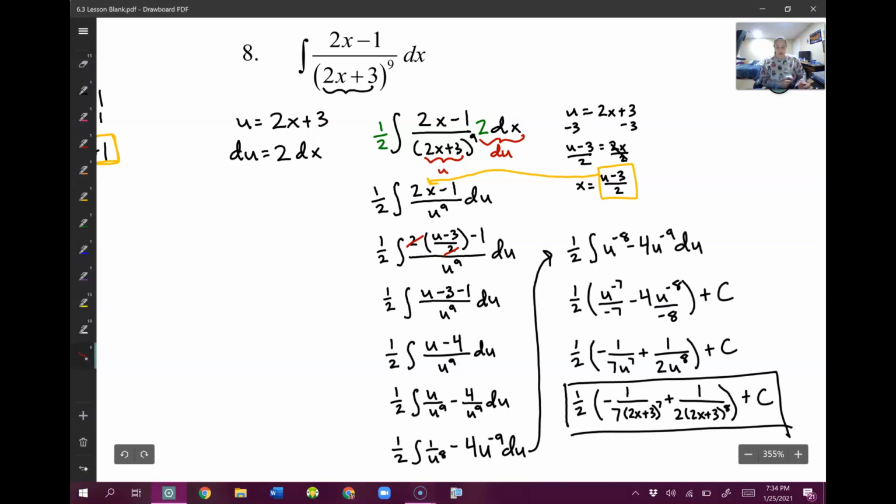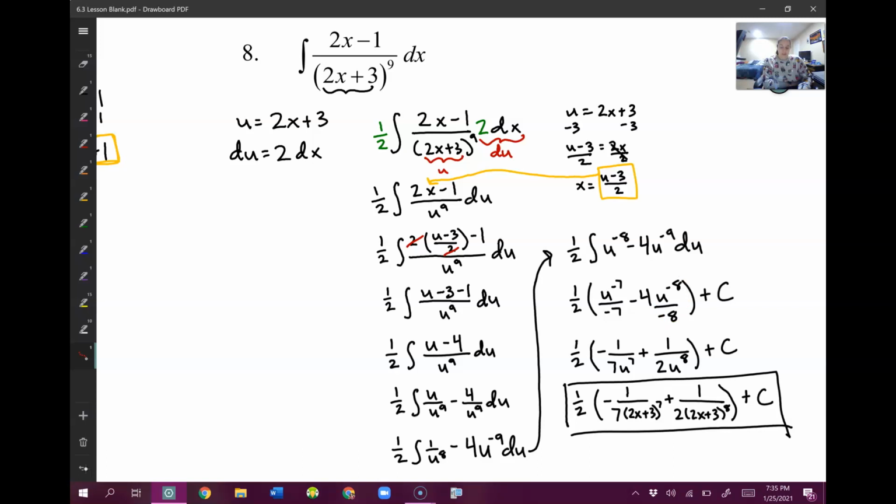Come back, let's see how you did. So u over u to the 9th is 1 over u to the 8th. Brought my u to the 9th up and made it negative. And then I brought my u to the 8th up and made it negative. And now I can do my power rule. So I get u to the negative 7 over negative 7 and u to the negative 8 over negative 8.